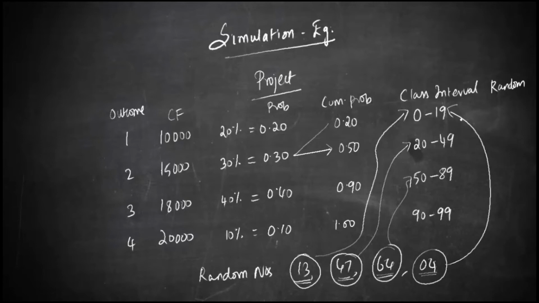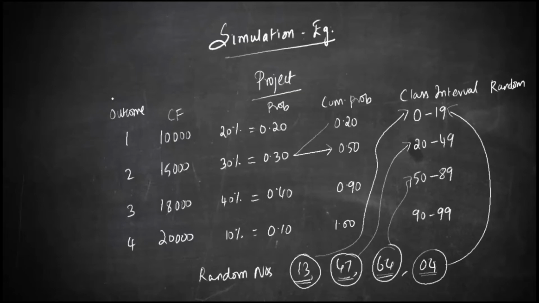So what I'm going to do is I'll write the random numbers first, which is 13, 47, 64, 4. So I'm writing here, random numbers are 13, 47, 64 and 04, and we know what the corresponding class intervals are for these random numbers.